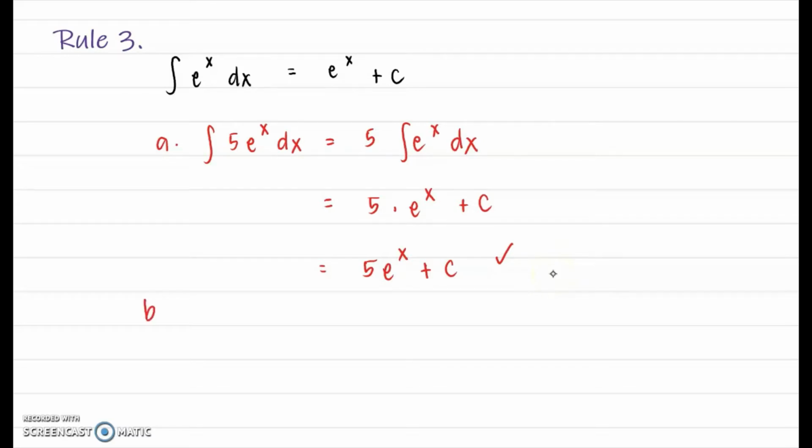Another example, let's have the integral of 3e raised to x with respect to x. Same steps. So we have now 3 times the integral of e raised to x with respect to x. The integral of e raised to x is just e raised to x plus c. So your final answer now will be 3e raised to x plus c.